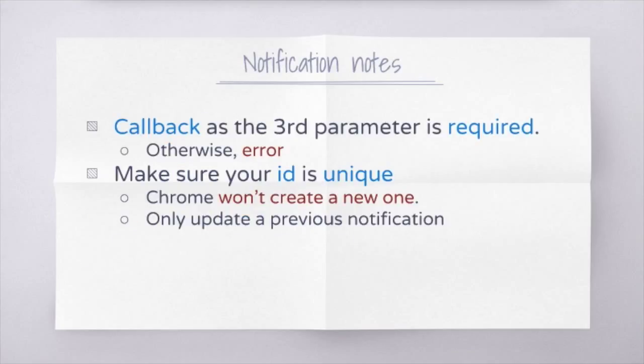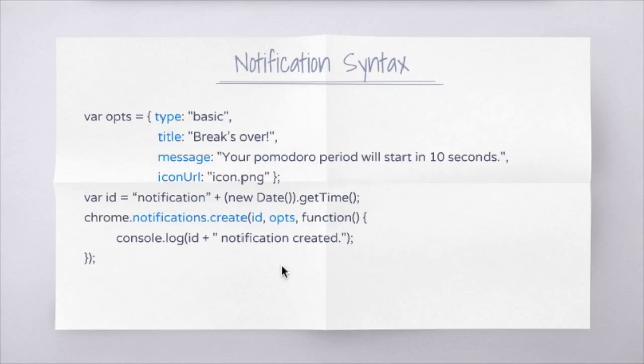And then, I have some notification notes. This function right here, you have to include it, otherwise it will error out. Even if you're not doing anything here, you still have to include this function as a third parameter.